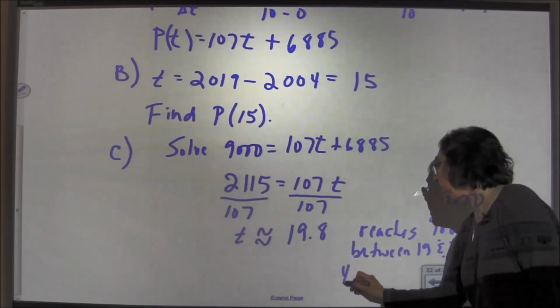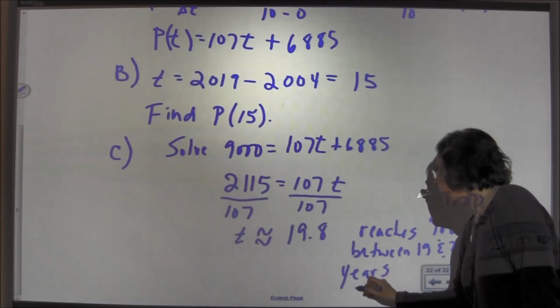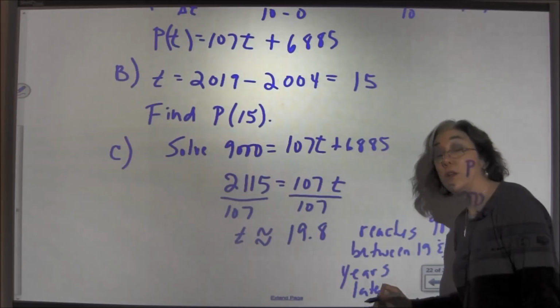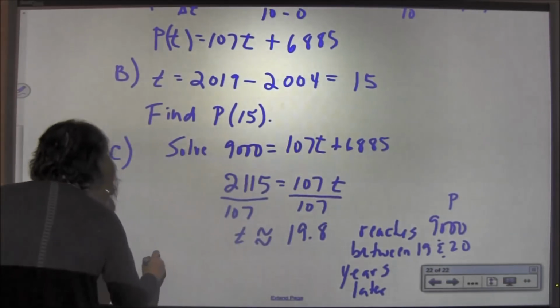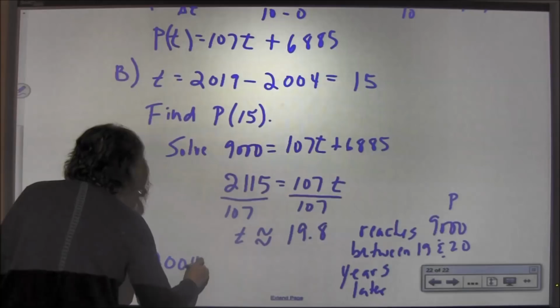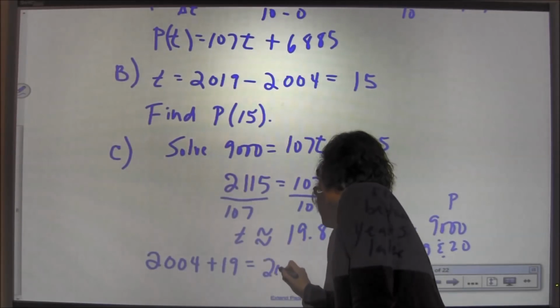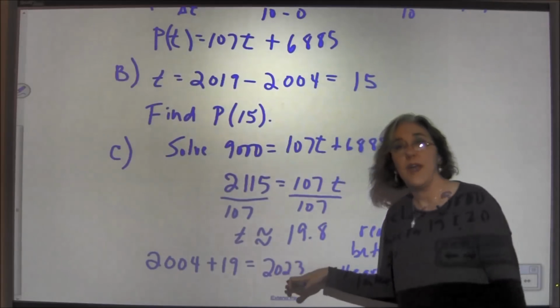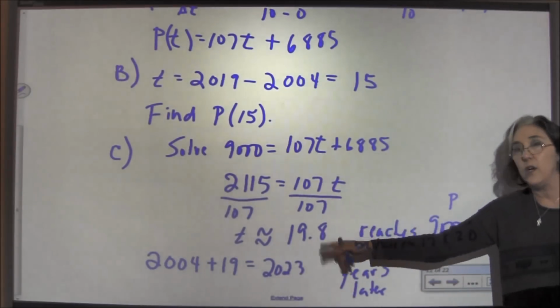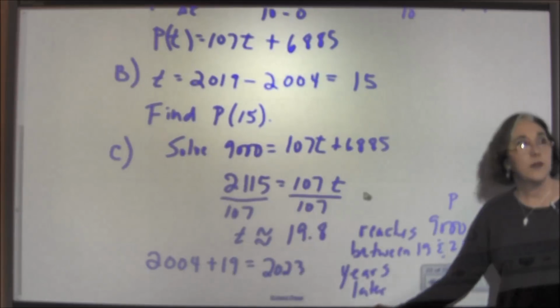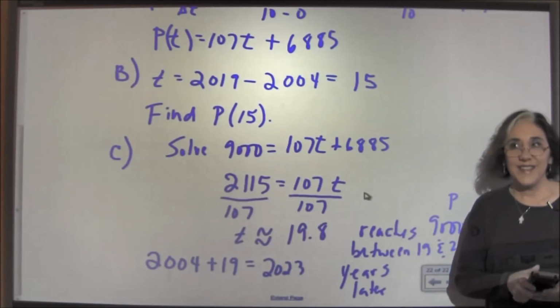So what calendar year is that? 2023. 2023? That's 19. Okay, good. So 2004 plus the 19 is where we're going to get 2023. It's sometime in that year. Okay, and we could kind of figure it out with months too there.